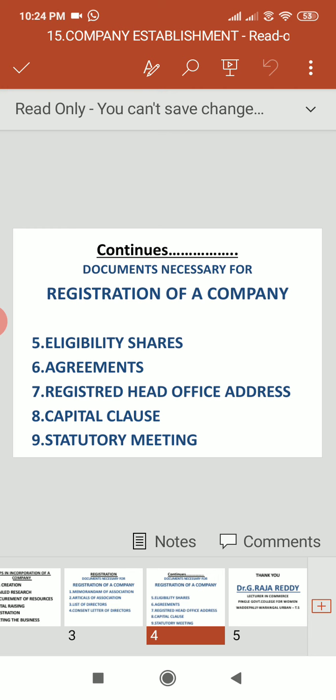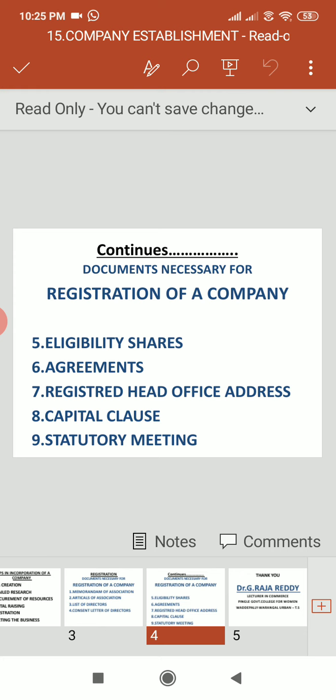Statutory meeting. A public company has to conduct a statutory meeting before starting the business. After getting registered, after getting the commencement of business certificate, as a last step, a public limited company should organize a statutory meeting, which is compulsory for a public limited company. That is the beginning of the business commencement.